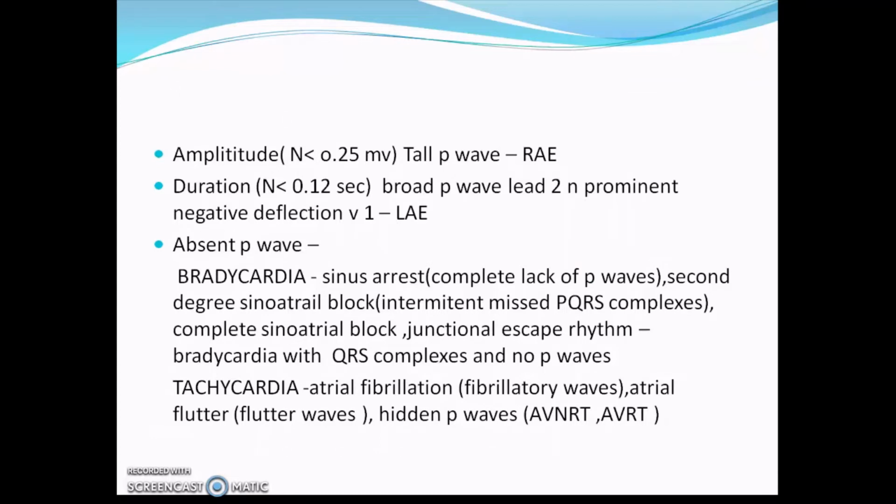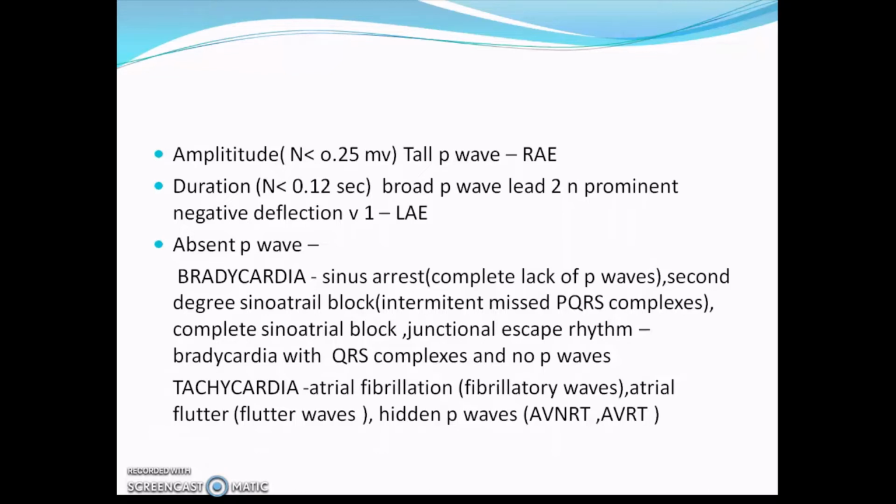So next thing you need to observe in the P wave is the amplitude of the P wave. Normally it is less than 0.25 millivolt in amplitude, that is less than 2.5 small squares. If it is a tall P wave, it indicates right atrial enlargement. When there is an increased duration, that is a broad P wave, it indicates a left atrial enlargement. So whenever there is absent P wave, the differential diagnosis depends upon the assessment of the heart rate. Although the most common cause of absent P wave in tachycardia is atrial fibrillation, there are some other causes.